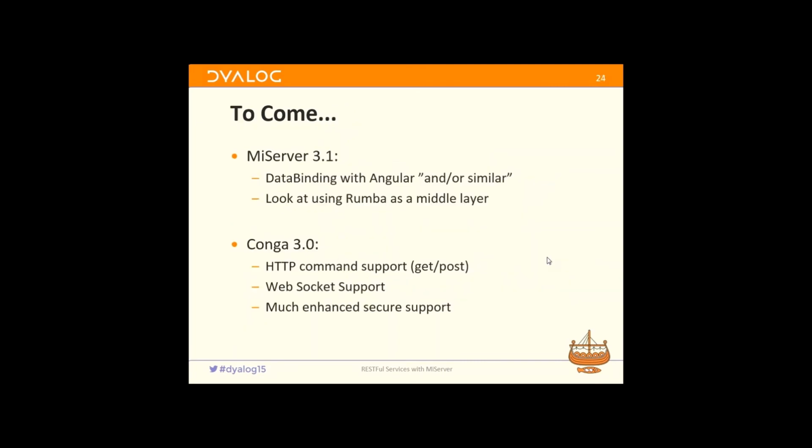So the next couple of things that are related to this that we're thinking seriously about now is using Roomba, because we think it looks really good. So throw away the lower levels of MiServer and get some of the benefits of HTTP 2.0 and other stuff that's been implemented there.